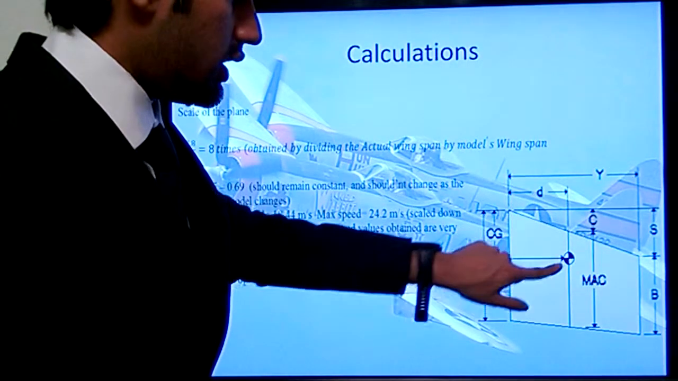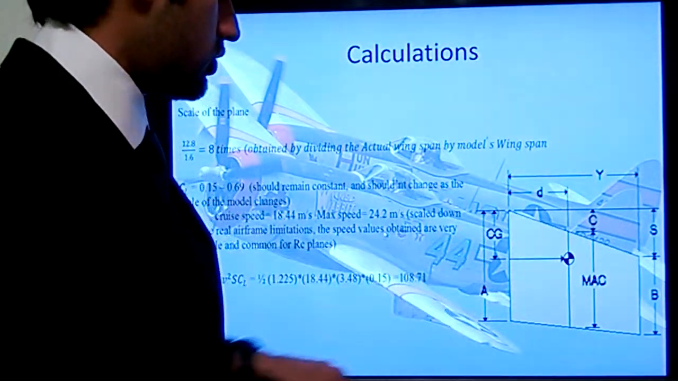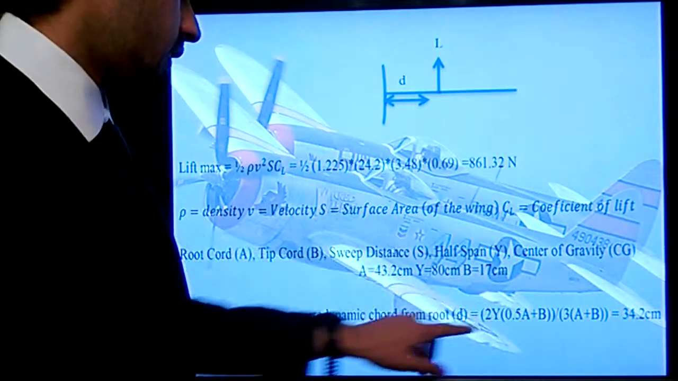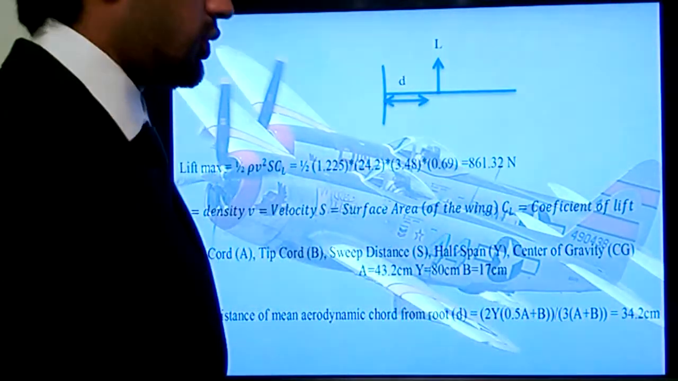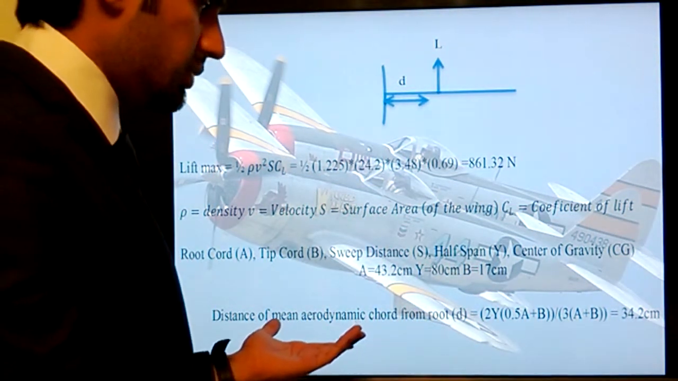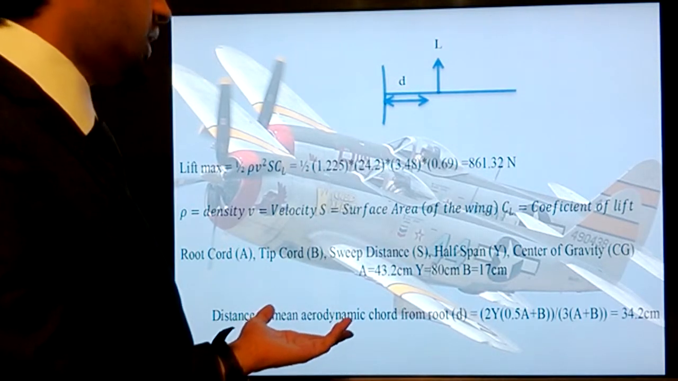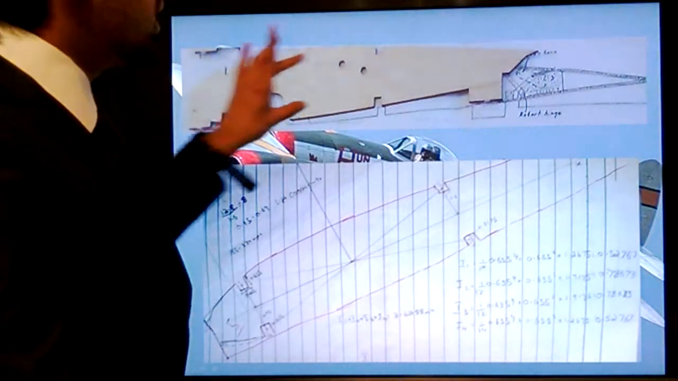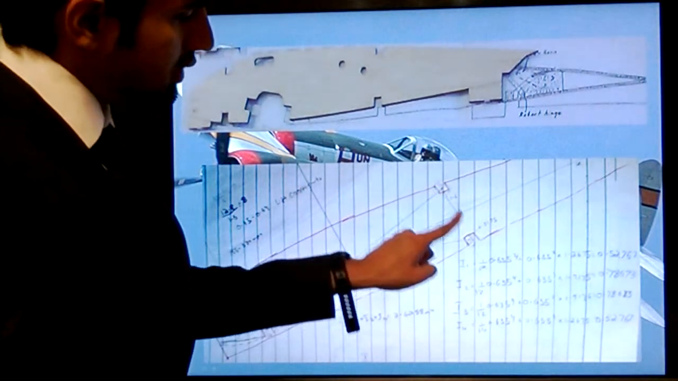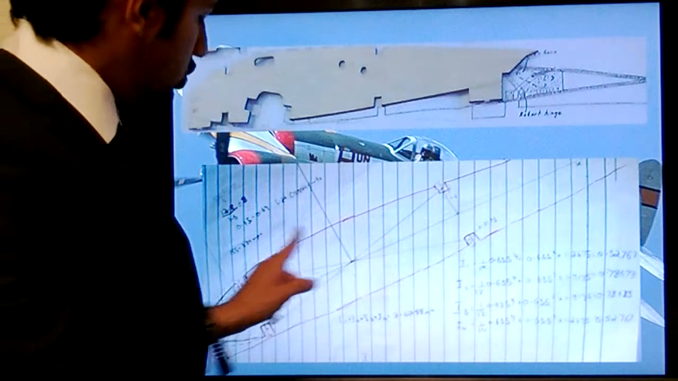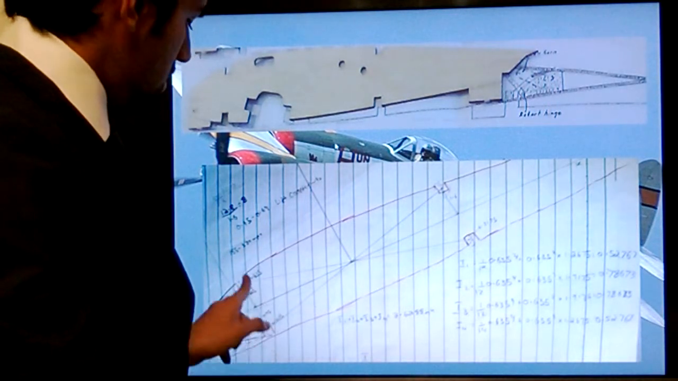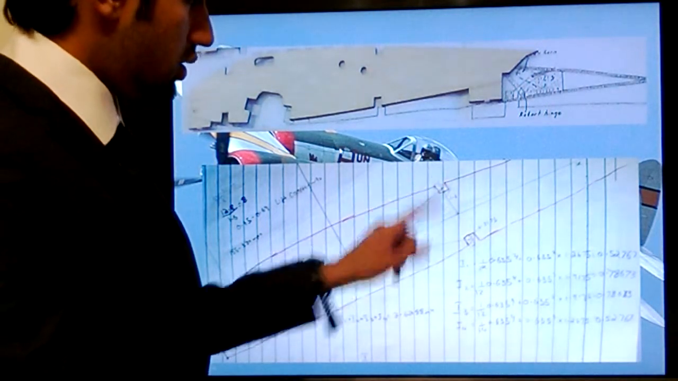This is the root chord, and this distance from the root chord is obtained by this formula here, which is 34.2, which is actually very reasonable from the geometry of the wing itself. If that's rib number 5, this is the cross section of it. So those squares are where the spars go, under it and over it, under it and over it.